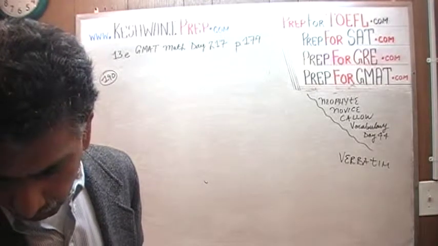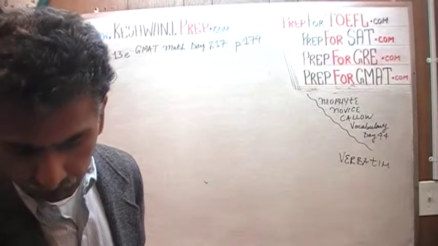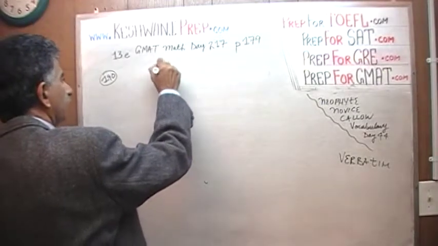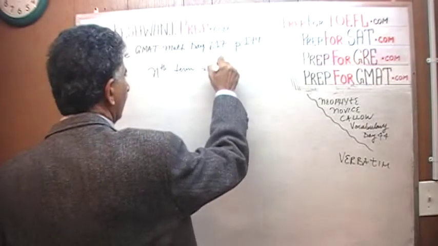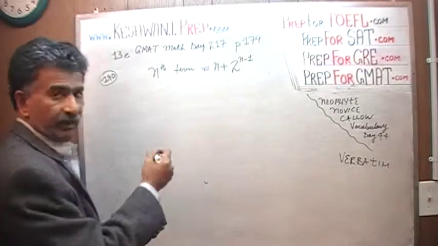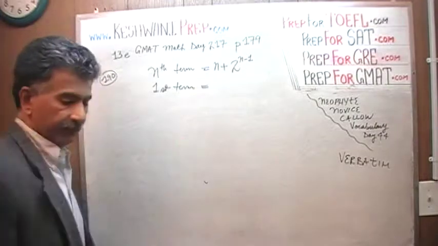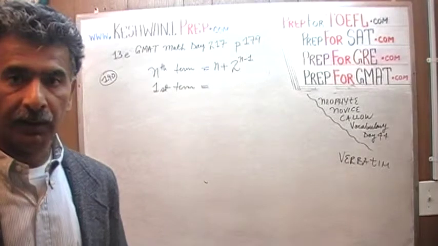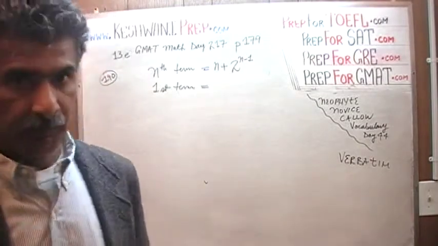Number 190. What is the difference between the 6th and the 5th term of the sequence 2, 4, 7, and so on and so forth, whose nth term equals n plus 2 raised to n minus 1? For example, the first term in this series, again we just simply follow the instructions. This is the formula. It will tell us what our first term is going to be in the sequence.